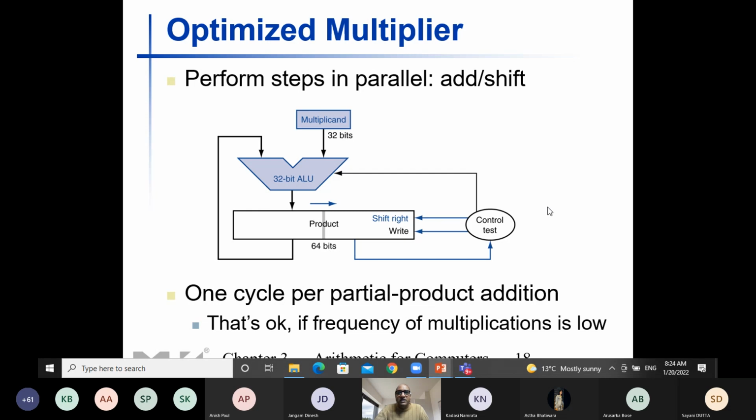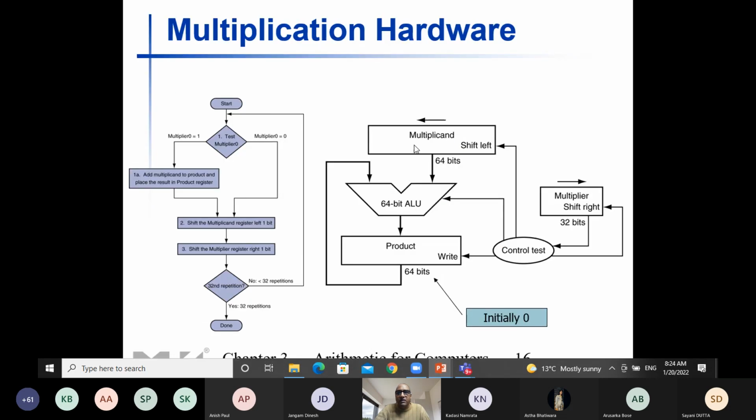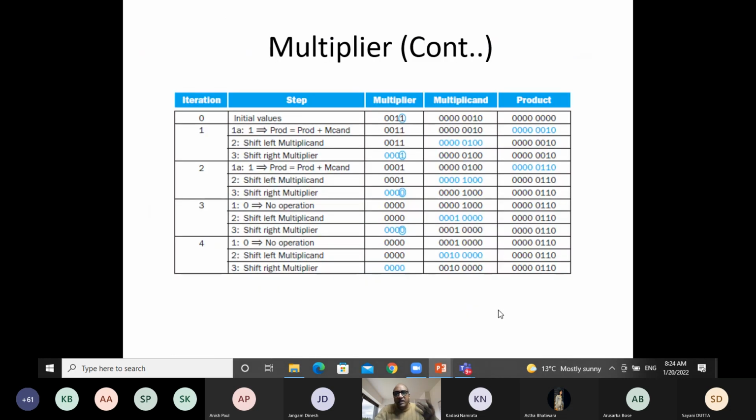Strictly speaking, for every iteration it requires 3 operations. The multiplicand has to be shifted, addition has to be performed and the result placed in the product register, and the multiplier has to be shifted. So if it is 32 bits, 32 iterations are required. If each operation happens in one cycle, then about 100 cycles are required with the original method.